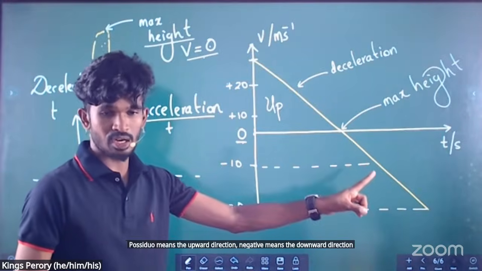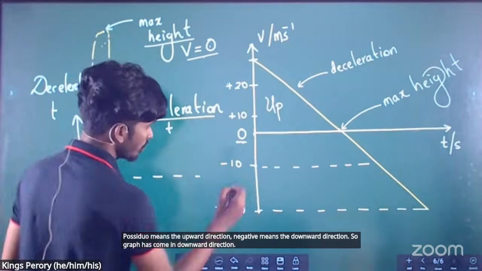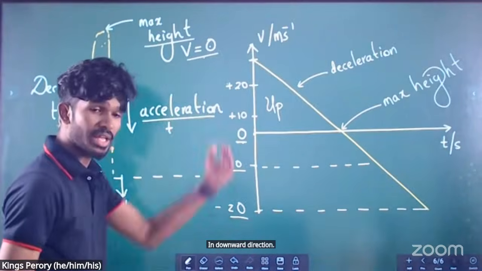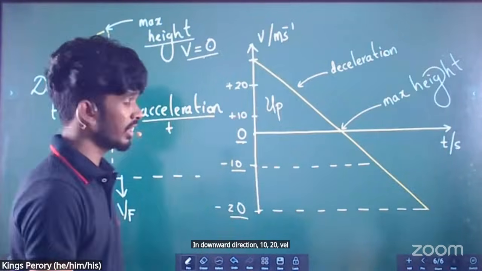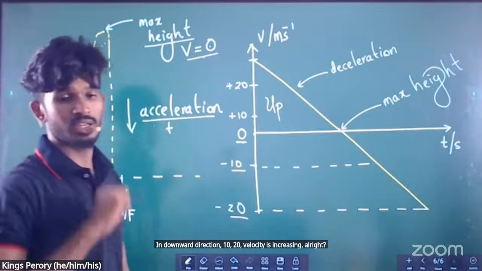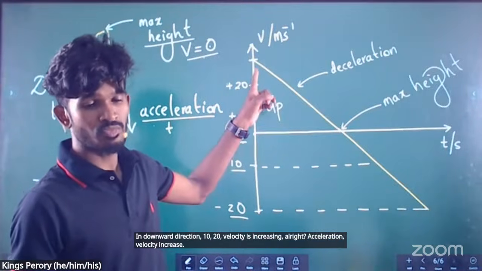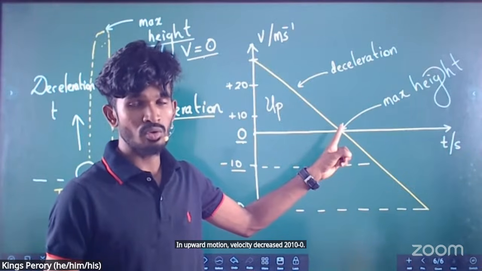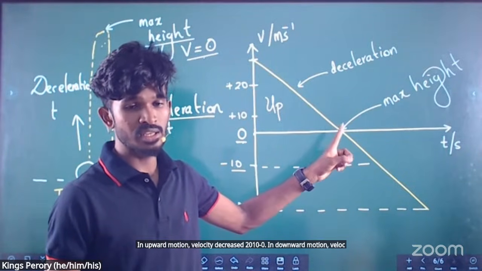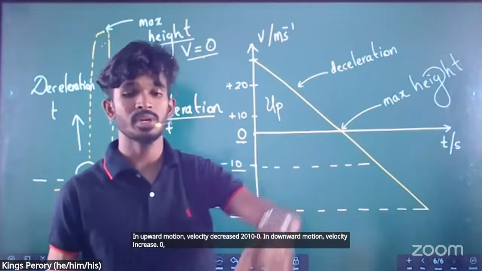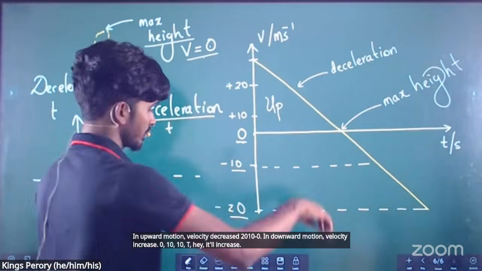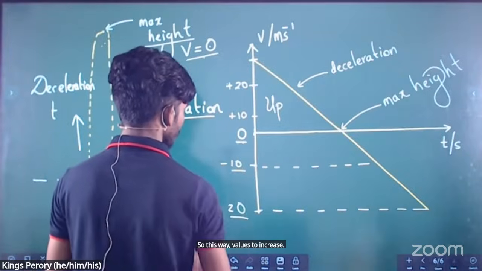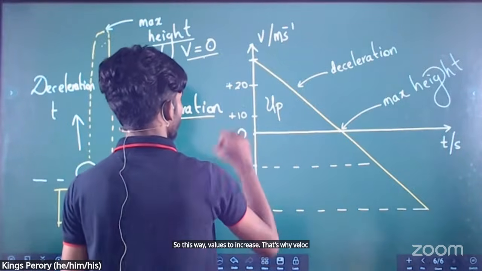So graph has come in downward direction. In downward direction, 10, 20, velocity is increasing. Acceleration, velocity increase. In upward motion, velocity decrease 20, 10, 0. In downward motion, velocity increase 0, 10, 20, it will increase. So this way, velocity increase. That's why velocity has come in negative direction.